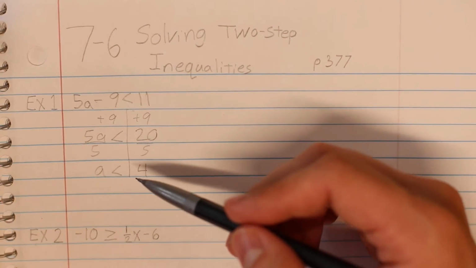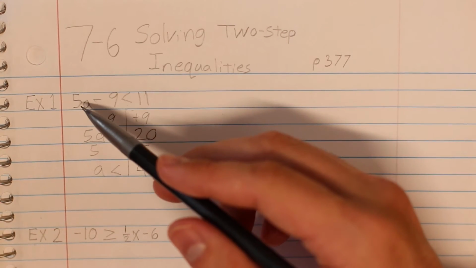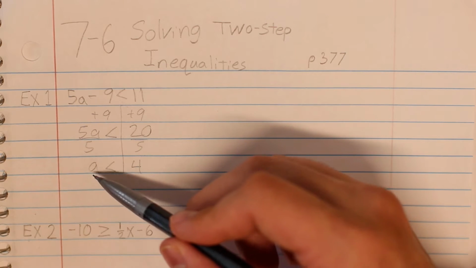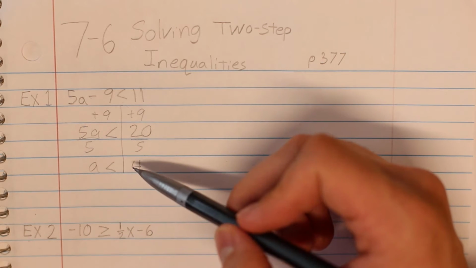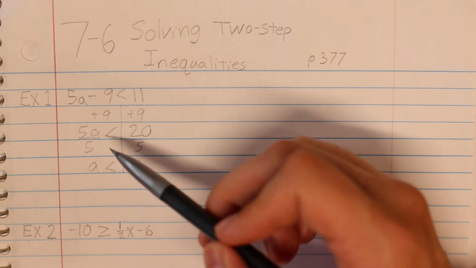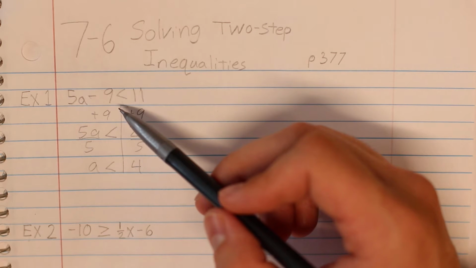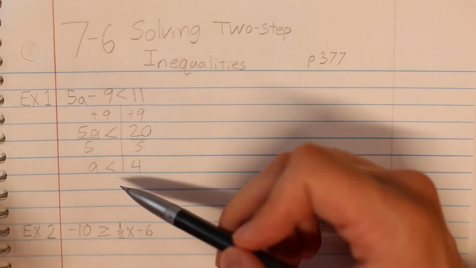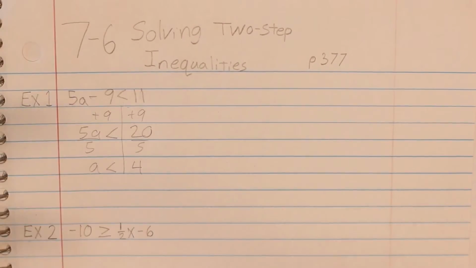So what you can do with inequalities is pick any number that makes this true and plug it in up here, and it should make this true. What I mean by that is pick a number for a that's less than 4, like let's say 3. If you have 3, then 5 times 3 is 15. Well, 15 minus 9 is 6. Is 6 less than 11? Well, yes. So you can check that way, but inequalities are just more complicated to check.